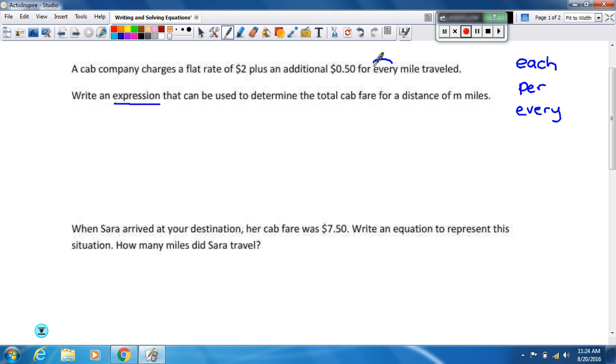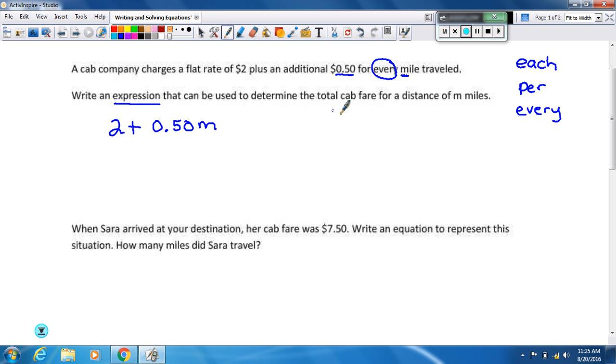So here we have one of those special words, every. What the special words tell you to do, whenever you're writing your expression or equation, is that the number in front gets stuck to the letter behind it. So I'm going to remember that as I read this sentence again. A cab company charges a flat rate of $2 plus an additional 50 cents for every mile. But because the 50 cents and the every mile has one of those special words in between, I stick the 50 cents and the m together. And that is the answer to this problem, right?